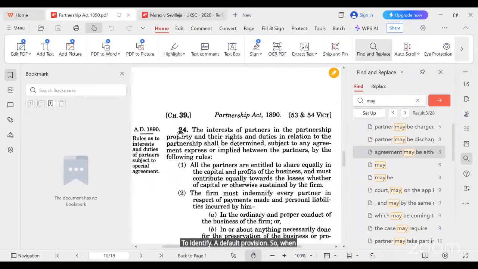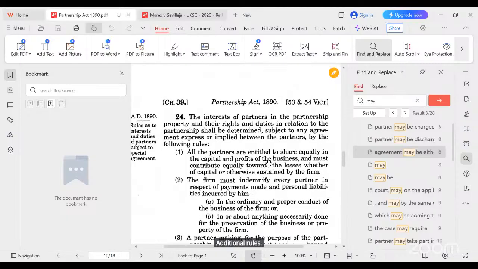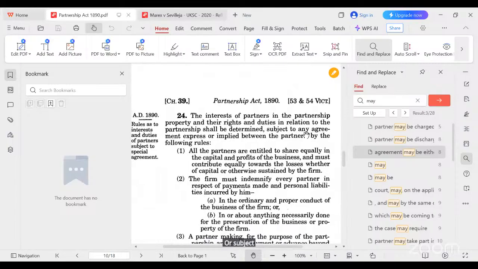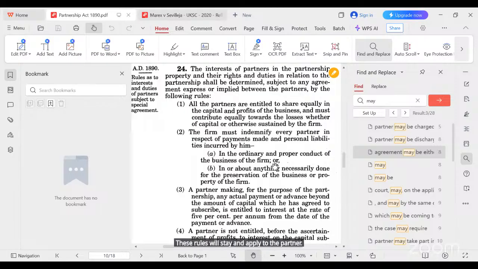So when you look at section 24, it says the interests of partners in the partnership property and their rights and duties in relation to the partnership shall be determined by the following rules. These rules, there are 9 rules. We are going to finish it before we leave today. By these 9 rules, it will be determined unless or subject to any agreement expressed or implied. So except these rules now is telling us that they are subject to any agreement by the partners. But if there is no agreement by the partner because of ignorance, these rules will stay and apply to the partner, whether they like it or not.